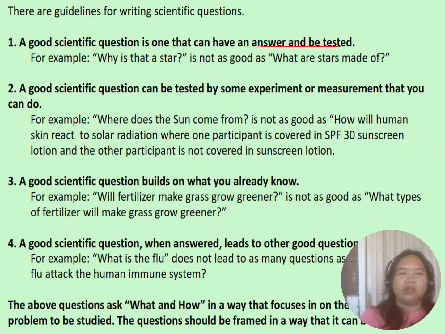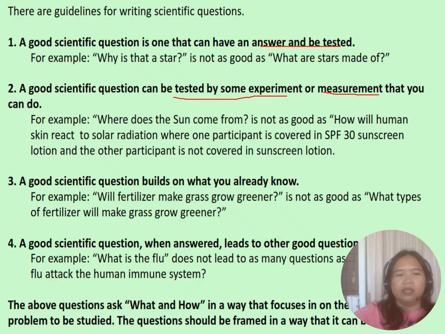Okay, so a good scientific question can be tested by some experiment or a measurement. That's your dependent variable. For example, where does the sun come from is quite difficult to measure, right? Quite difficult to do an experiment on. It's not as good as how will human skin react to solar radiation, where one participant is covered in SPF 30 sunscreen and the other participant is not covered. Or you can just compare different brands of sunscreen.